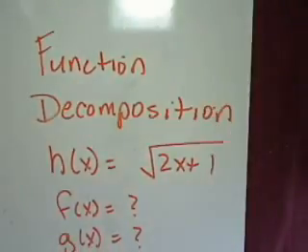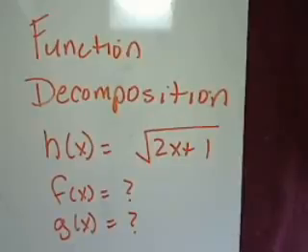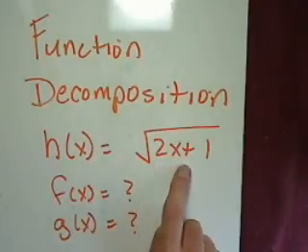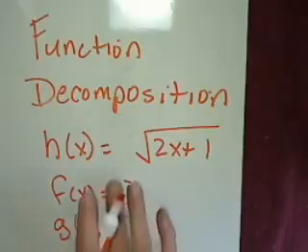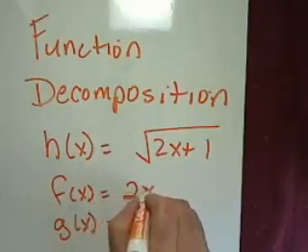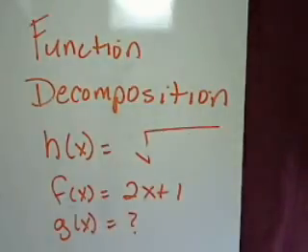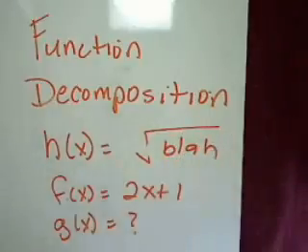Now, the last thing that we need to mention is this idea of function decomposition. Okay, I know it sounds like a CSI movie or something like that, but basically what we're doing is we're trying to identify pieces of a function. So you notice here in this radical problem, we have 2x plus 1. I could call one function 2x plus 1. Okay? Now I'm just going to call that blah. All right? What function do we have now? We have a square root function.